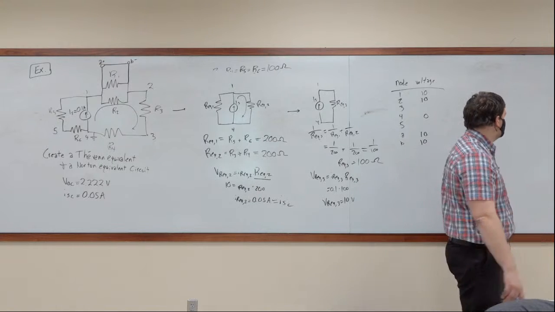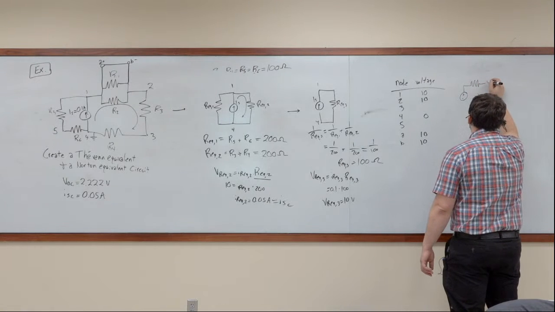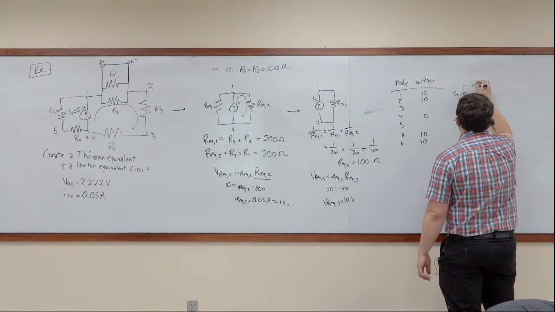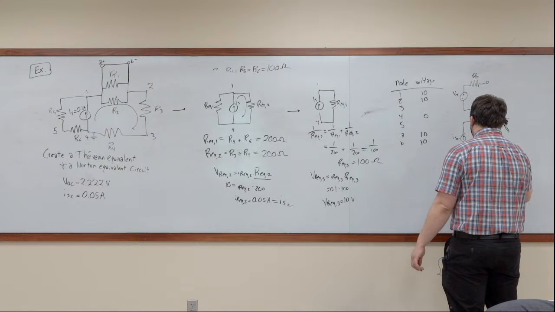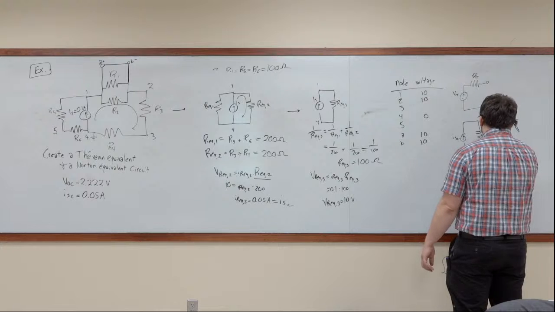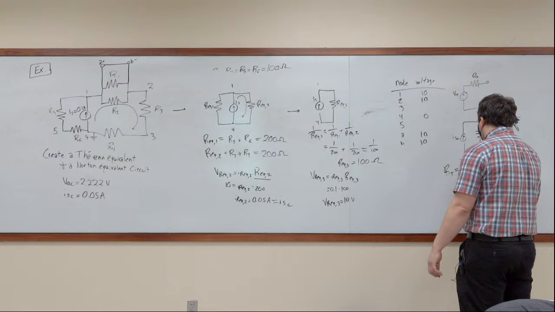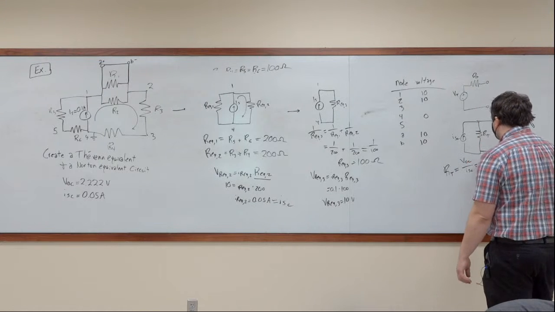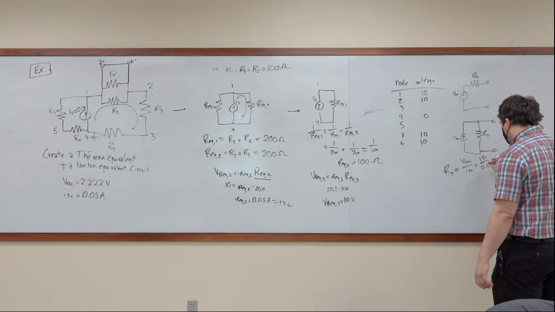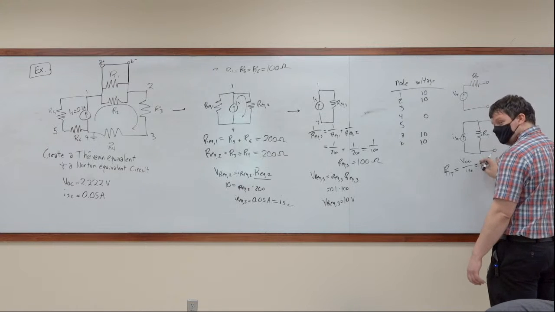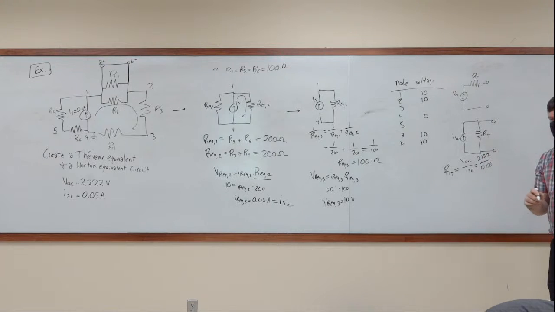Okay, let's finish this. All right. So I'm just going to draw the Thevenin and Norton equivalent circuits. VT, RT, ISC, RT. Okay, and we know that RT is equal to VOC over ISC, which is equal to 10 divided by 0.05. No, thank you. It is not 10. 2.222 divided by 0.05.